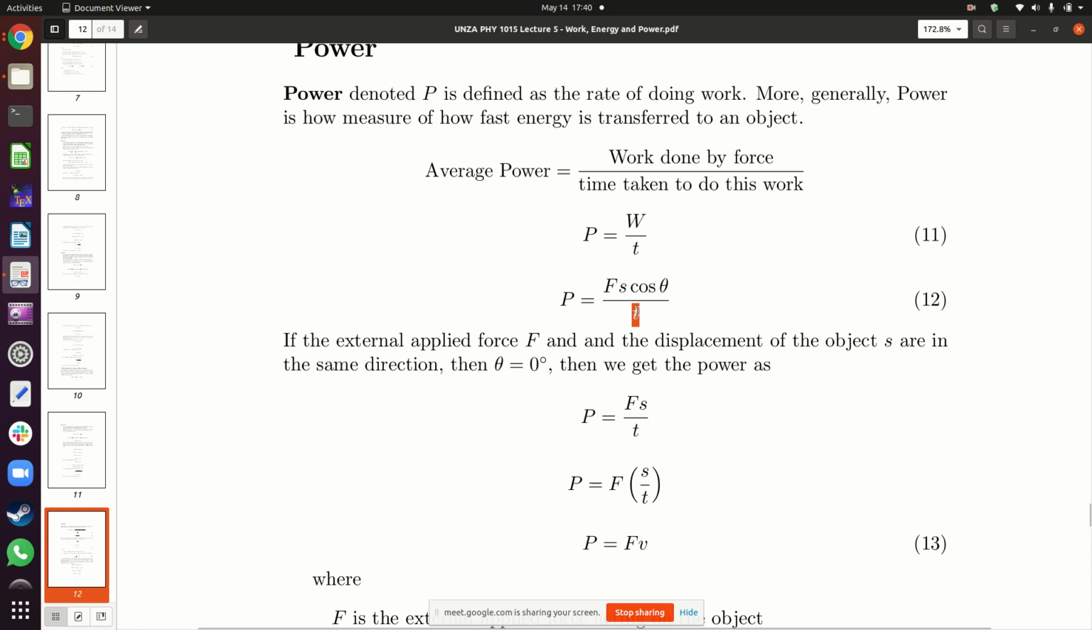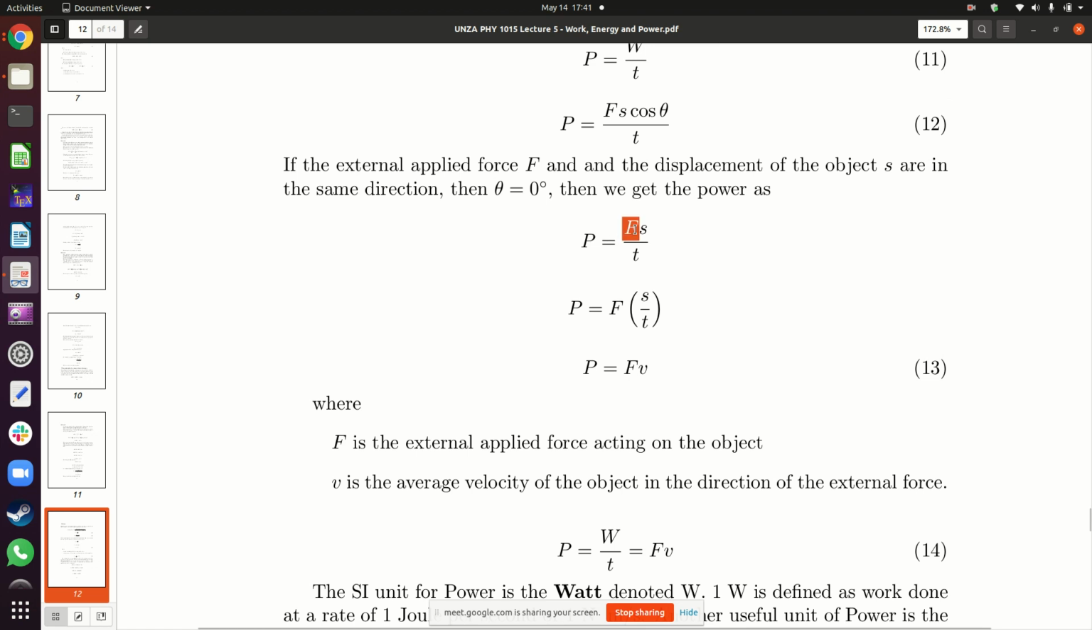To make things simple for ourselves, we look at a case where the force you are applying on this particular object and the displacement in which this particular object moves are in the same direction. So the force and the displacement, if they're in the same direction, then in that case, your theta is equal to 0 degrees. The force, which is a vector, and the displacement, which is also a vector, are pointing in the same direction. Then theta is equal to 0 degrees, and cos theta is just equal to 1. So we end up having power being equal to the force multiplied by the displacement divided by the time.